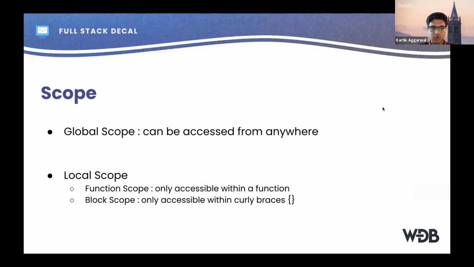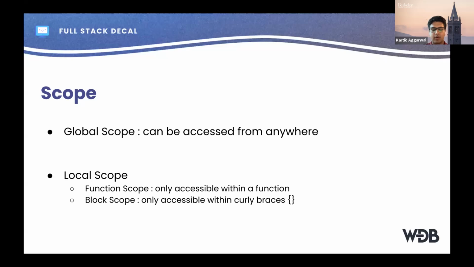Then, talking about scope, there are basically two types of scopes: global scope and local scope. When a variable is defined in the global scope, it can be accessed anywhere, whether inside a function or not. For example, if you define a variable at the start of your whole file, it will be in the global space, and it can be accessed inside another function that is defined later in the code.